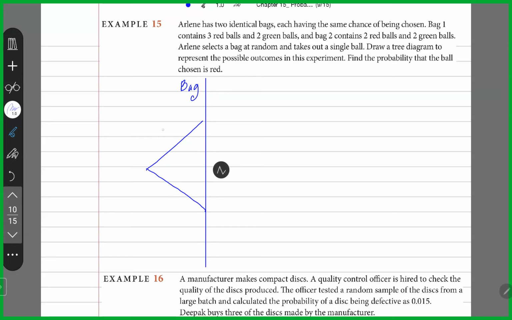So you have bag one, and we're told that they're what? Each having the same chance. So there's a 50% chance of selecting bag one. And then there is bag two, and there's a 50% chance of selecting bag two. Now, after you select a bag, the next thing they're going to select is the ball.